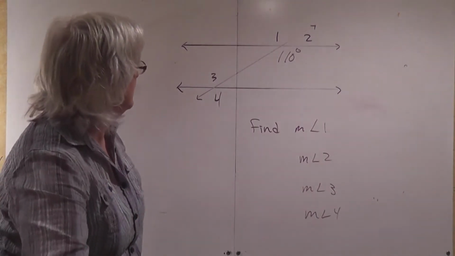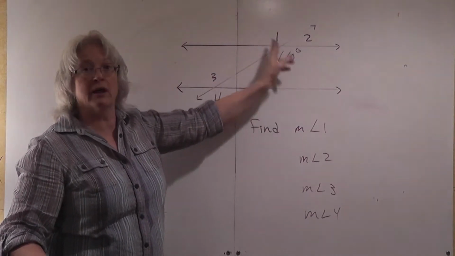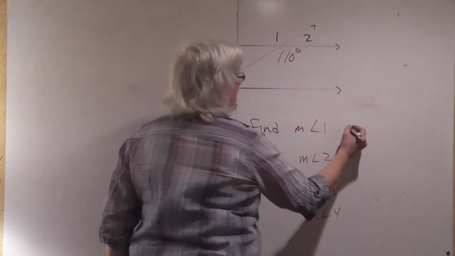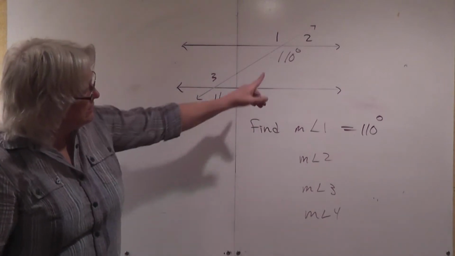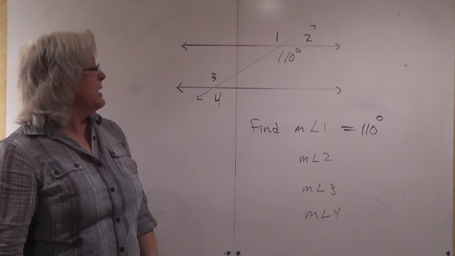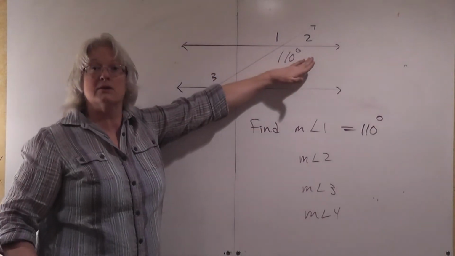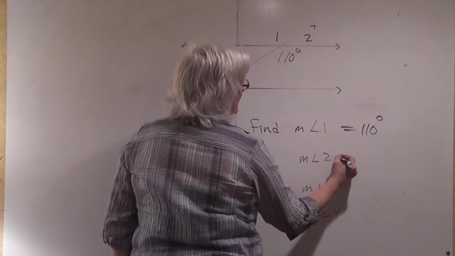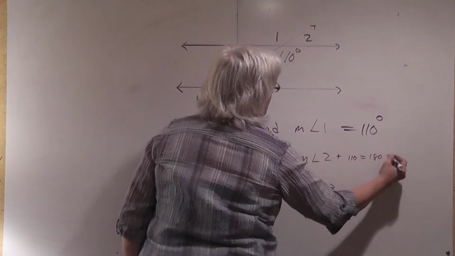So let's see, what do we know? Angle 1, well, we can look at angle 1. These are vertical angles. Remember, vertical angles are opposite one another, and they have the same measure. So the measure of angle 1 has to be 110 degrees. What about angle 2? Okay, angle 2 is supplementary to angle 110, isn't it? Let's see if that's what they pulled out. Yes, they're on a straight line. Supplementary angles, their sum is equal to 180. So the measure of angle 2 plus 110 degrees has to be equal to 180, doesn't it?